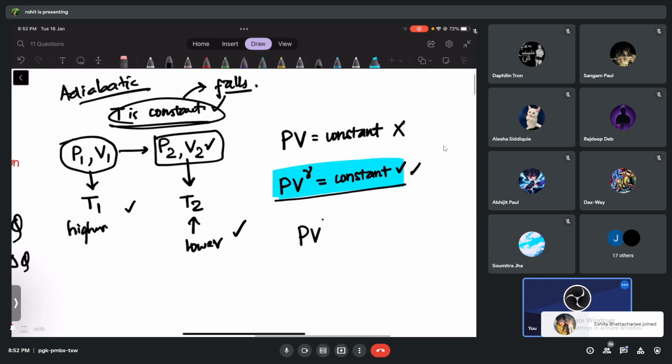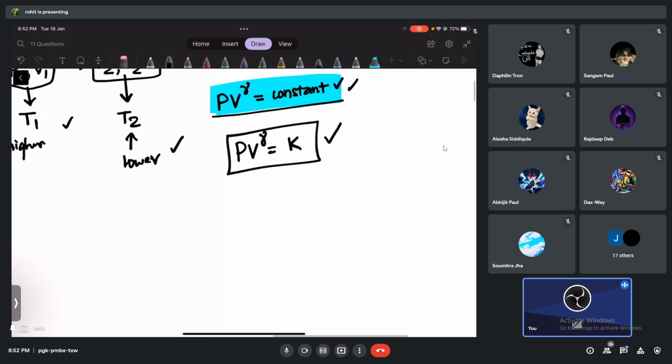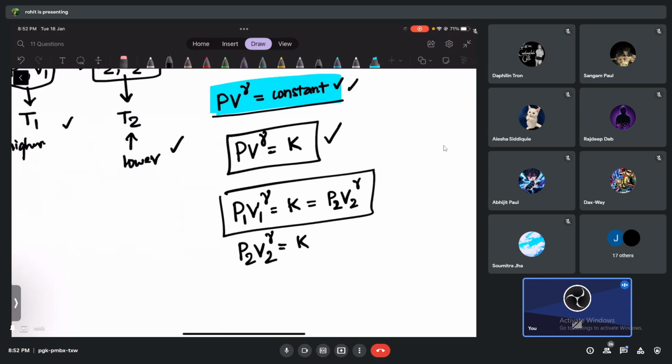See, PV to the power gamma, let's call it just k for the time being. Let me show you how to use it. I'm going to write P1 V1 to the power gamma is equal to k, a constant. The product is constant, and the product later also, right? P2 V2 to the power gamma will be equal to the same constant k. That means P1 V1 to the power gamma and P2 V2 to the power gamma are the same. This is what I can use.